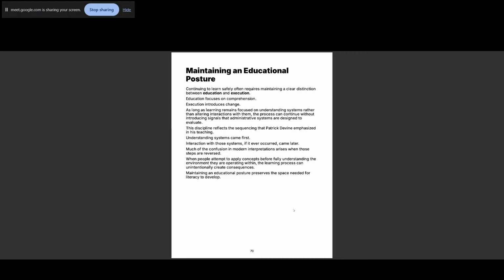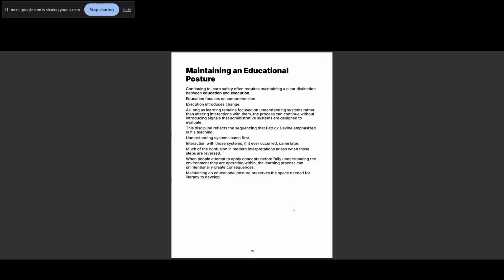Maintaining an educational posture. Continuing to learn safely often requires maintaining a clear distinction between education and execution. Education focuses on comprehension. Execution introduces change. As long as learning remains focused on understanding systems rather than altering interactions with them, the process can continue without introducing signals that administrative systems are designed to evaluate.